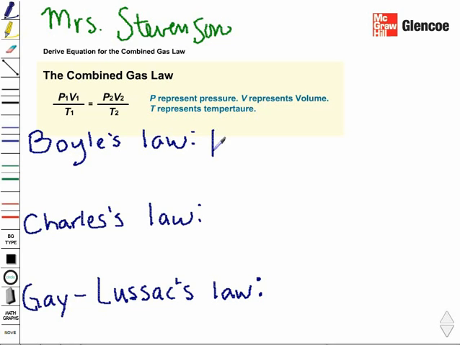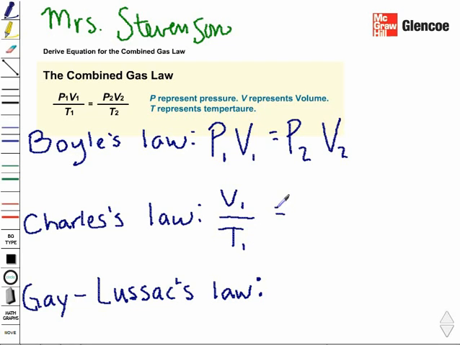Boyle's law says that pressure and volume have an inverse relationship and is written as P1V1 is equal to P2V2. Pressure and volume of the first thing, pressure and volume of the second. Charles's law shows that volume and temperature have a direct relationship and is written as V1 over T1 is equal to V2 over T2.